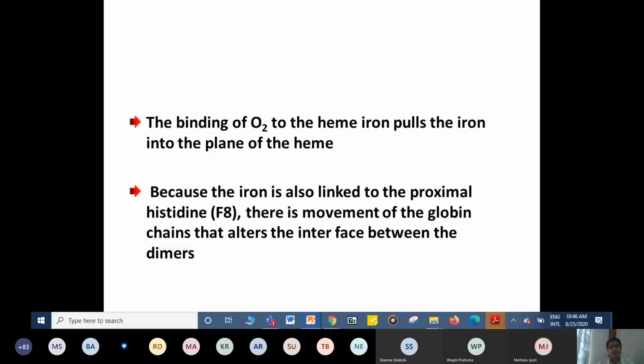The binding of oxygen to the heme iron pulls the iron into the plane of the heme. Because the iron is also linked to the proximal histidine, there is a movement of the globin chains that alters the interface between the dimers. The binding of oxygen to the heme pulls the iron into the plane of the heme. Because the iron is also linked with the histidine, that histidine part will also be moved. That's why there is a change in the structure.